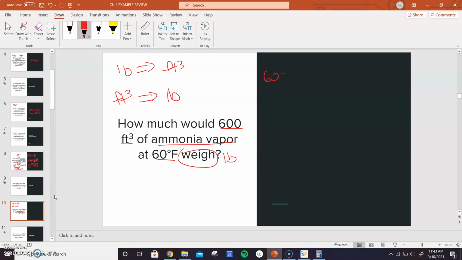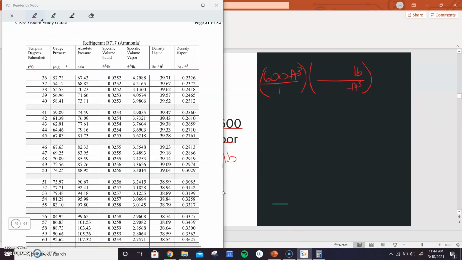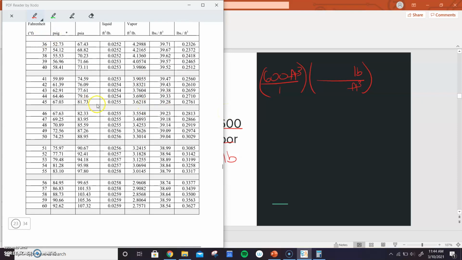So we're going to start out with our 600 cubic feet. Okay, and we are looking to cancel out cubic feet, so we're going to put that in the bottom. And the unit we're looking for is going to be pounds. Okay, so we need pounds per cubic feet of ammonia vapor at 60 degrees Fahrenheit. Well, let's look at our saturation table. And oh, look at that. While it was paused, I already scrolled back to this correct page.